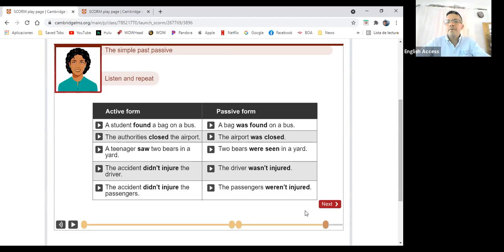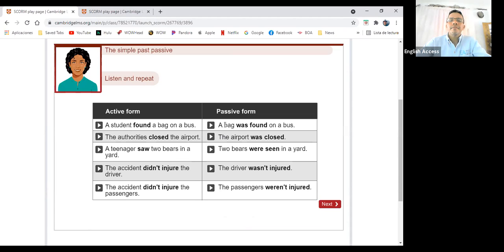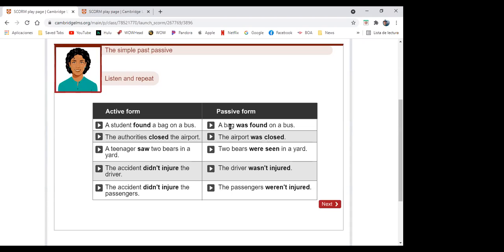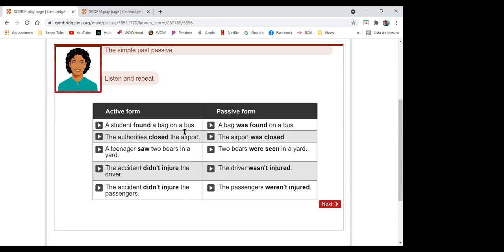Okay, let's see. I told you to practice. Why? Because I'm going to ask you. Jessica, number 1. A student found a bag on a bus. Diane, number 2. The airport was closed. Well, you jump from here to here to there. A student found a bag on a bus. So the second one is the passive form. Diane, a bag was found on a bus.